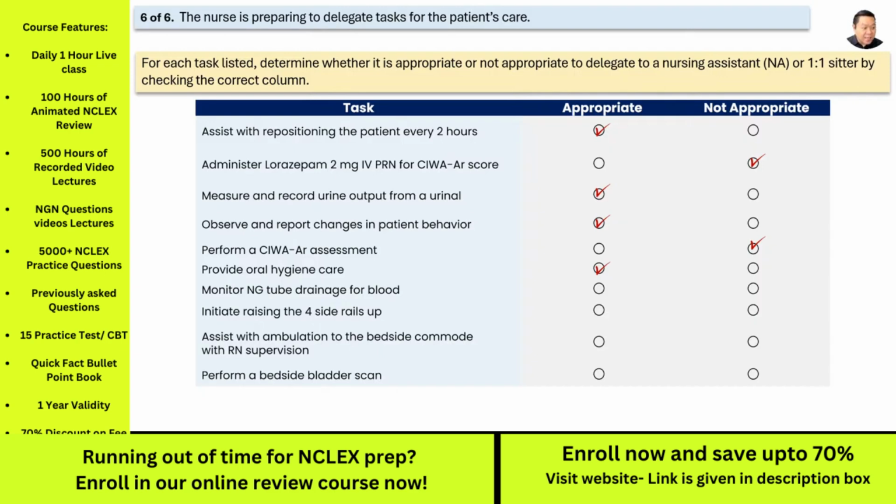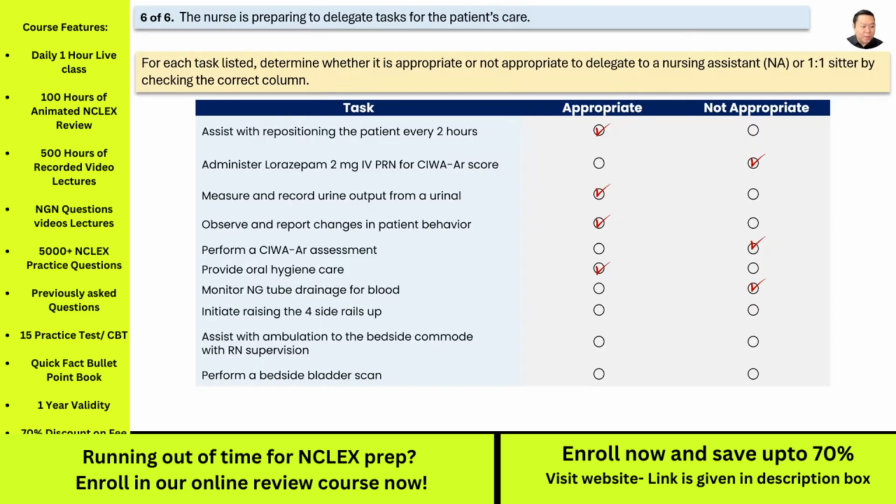The next thing here is monitor nasogastric tube drainage for blood. The answer to this one is not appropriate, because monitoring for blood in the NG tube is a clinical task that involves interpreting the appearance and the volume of the gastric contents. And this is a critical responsibility that requires immediate nursing intervention. So do not delegate that to the NA and one-to-one sitter.